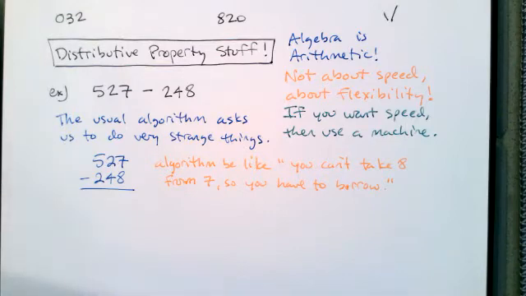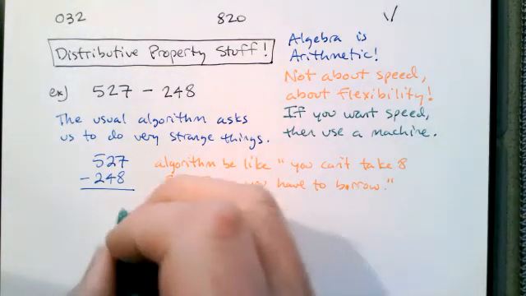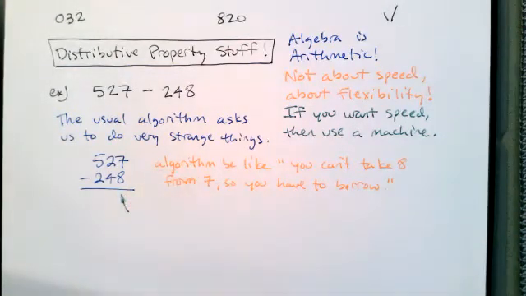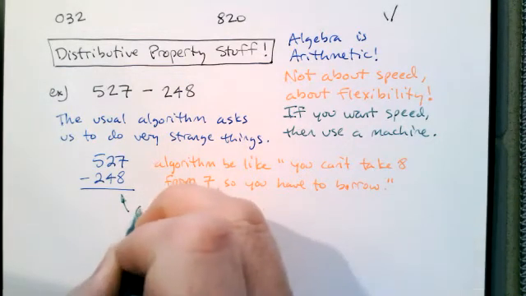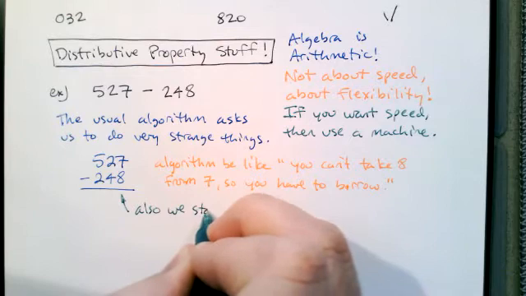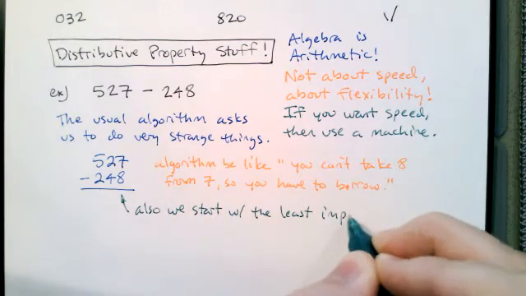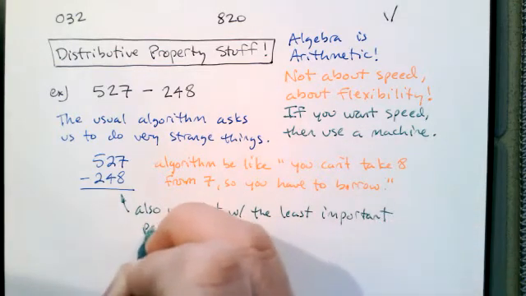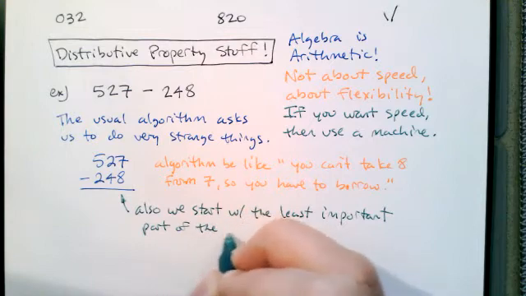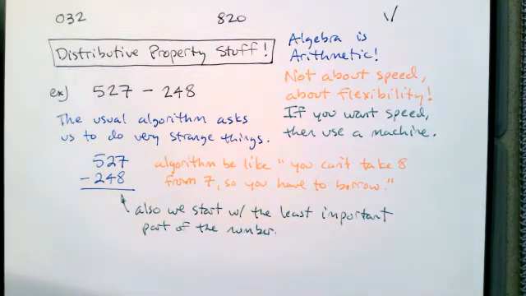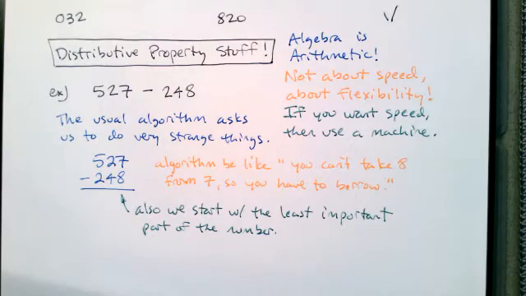Anyway, so this is what I don't like about this. We have to take the 7 and we borrow from the 2, and we do 17 minus 8 and come up with a 9. So I don't like this algorithm. It also starts with the least important part of the number. We're starting with the least important part of the number.